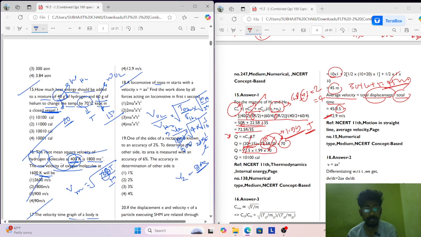A locomotive of mass m starts with a velocity v. Find the work done by all acting forces on the locomotive in the first t seconds. V is given, and we have to calculate the force. The formula for force is F equals m into a, and a equals dv by dt, right? How to calculate now?